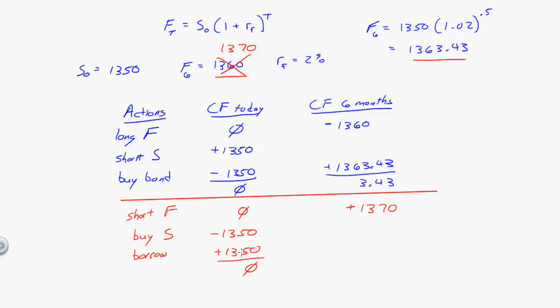Time goes by, I have to repay this loan. In 6 months I have to repay the loan, $1,363.43. So I've repaid the loan. I have the gold. I sell the gold for $1,370, and I make $6.57. So this shows that this equation has to hold. There are exceptions. We'll talk about exceptions later on, but for an investment commodity, this equation has to hold.